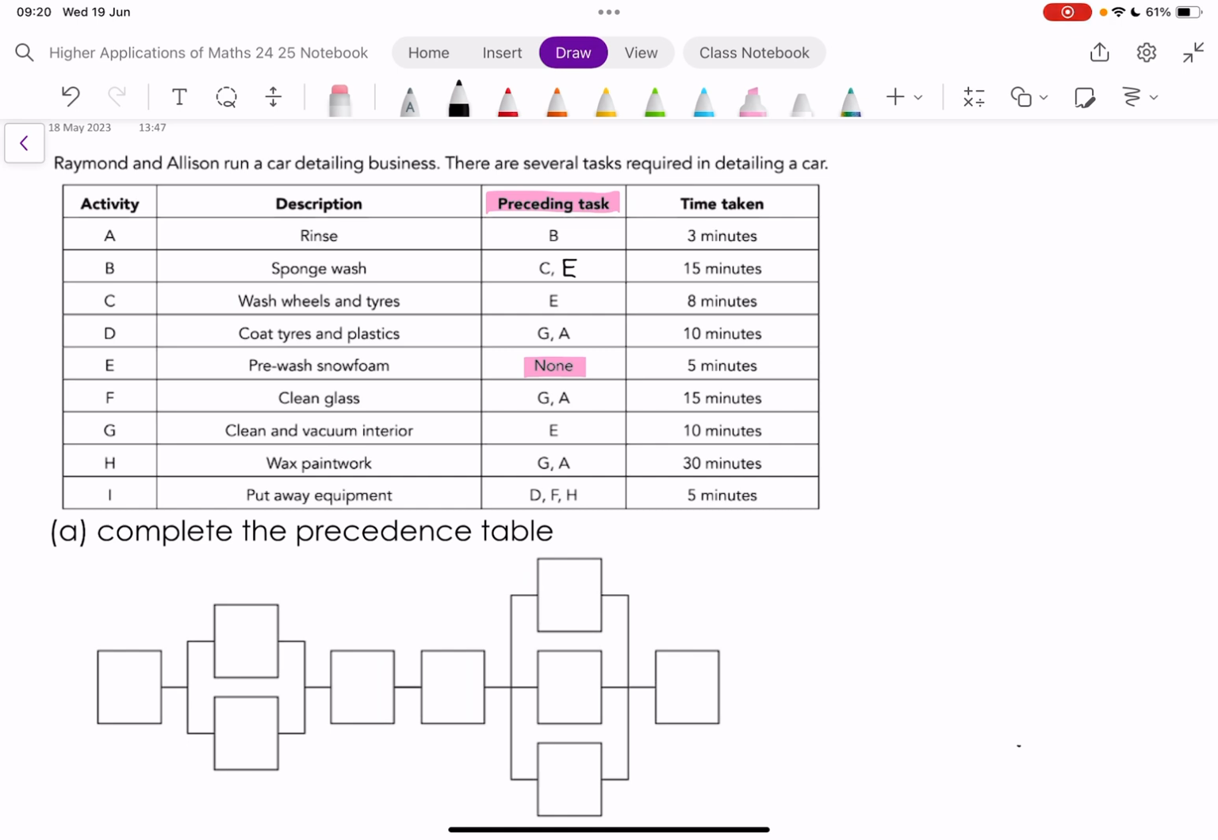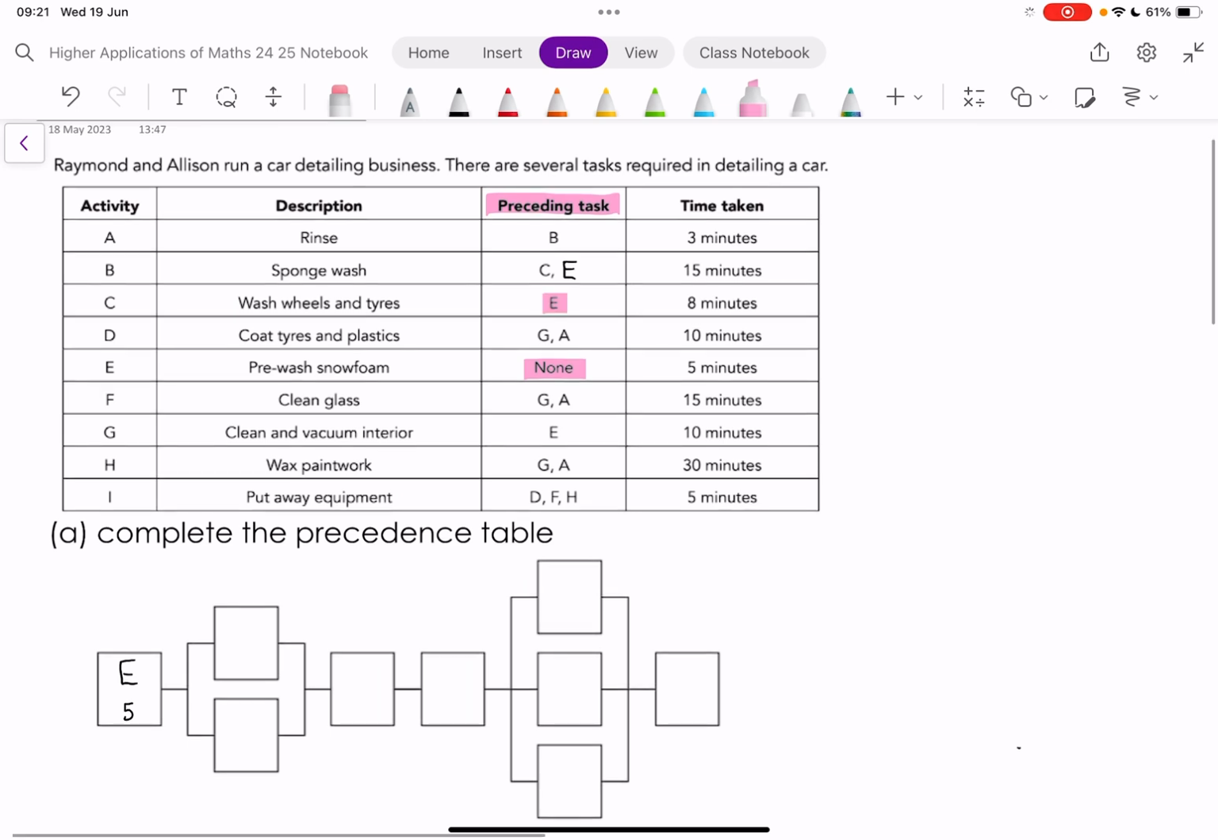So task E is going to go here. Now task E takes 5 minutes, so I'm just also going to write that time in. All right. After task E, there must be 2 tasks that need done. So task E has just happened, so I'm going to look for that. So it's here and here. So that's C and G. Now, it doesn't matter what way round C and G go because they both then feed into one single task. So we don't really need to consider that. So 8 minutes in C and 10 minutes in G.